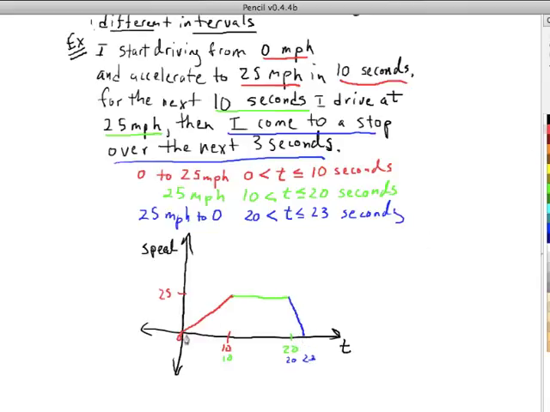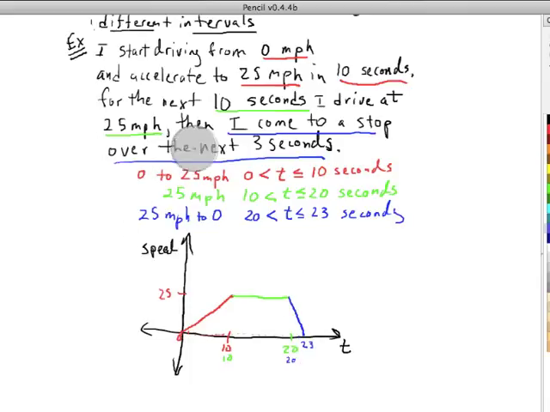And I should put the intervals down here also. I'm just going to do it in a dashed red, a dashed green, and a dashed blue. But this describes my speed. I went from 0 to 25, staying at 25, staying at 25. After 20 seconds, I decelerate, and this point is 23. I should make sure this is 23 seconds over here.